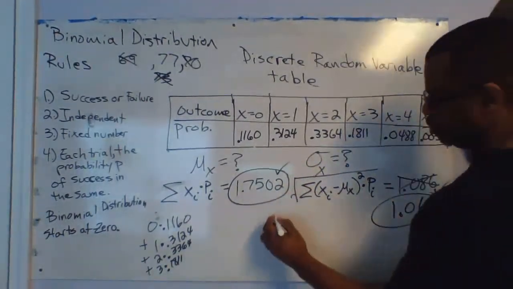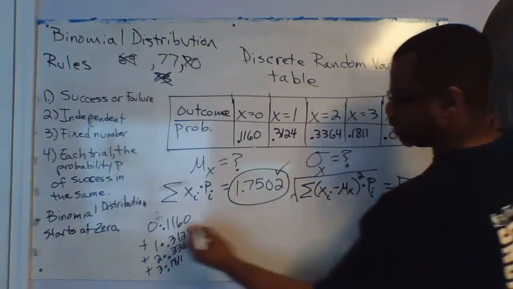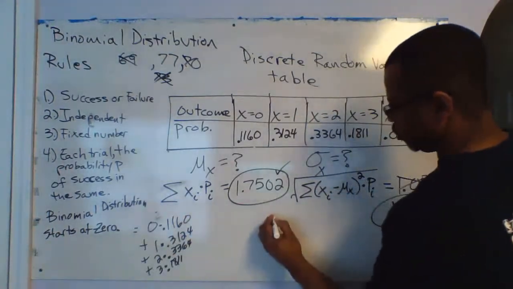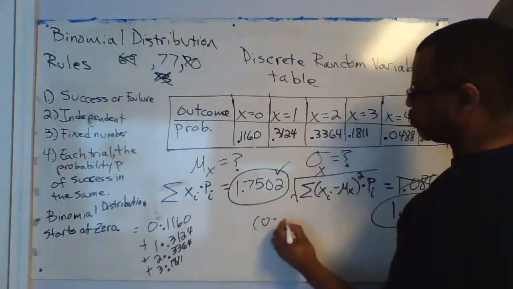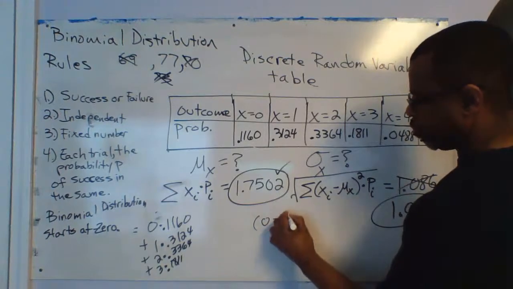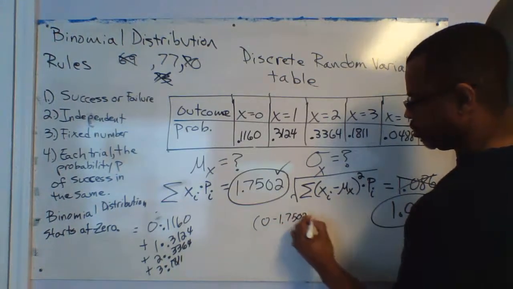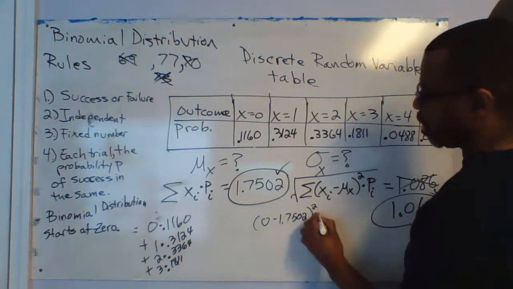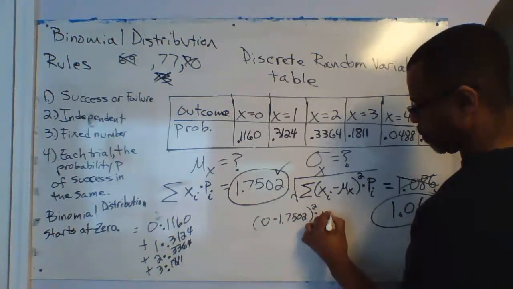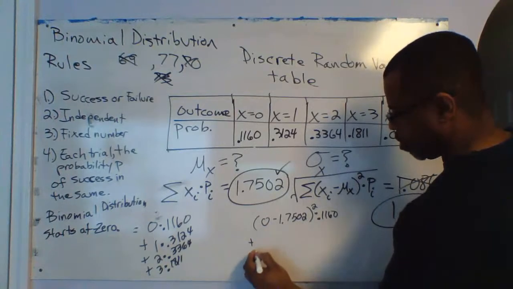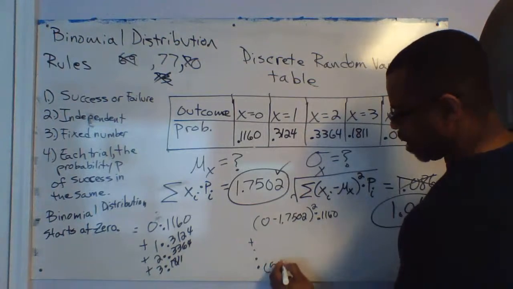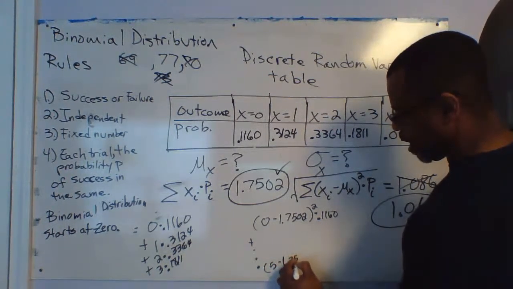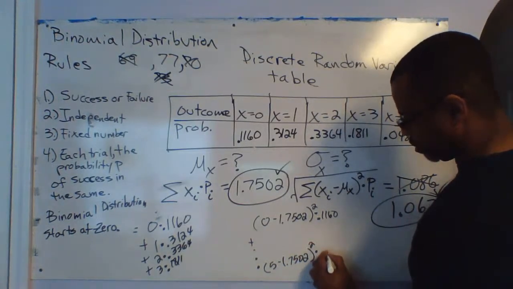Then for this one, you should have gotten your first answer. So you should have gotten, what is it? 0 minus 1.7502 squared times the probability that's assigned to it. Then you keep going till you get the last one. So that would be 5 minus 1.7502 squared times the probability that's assigned to it.